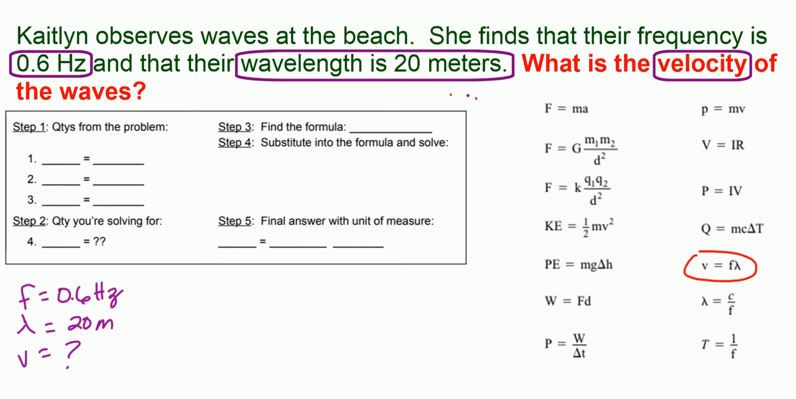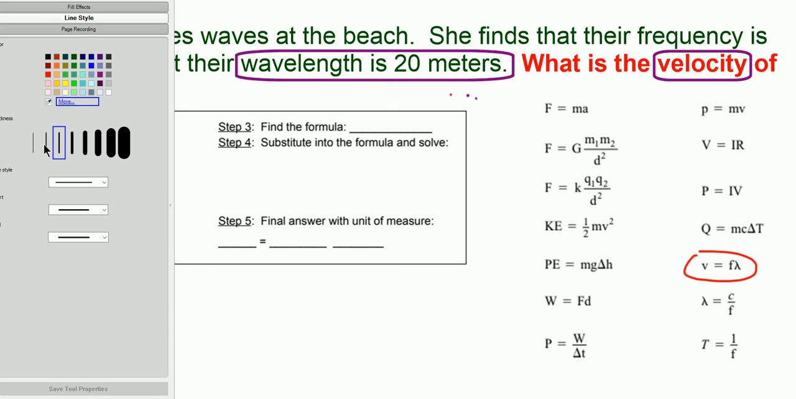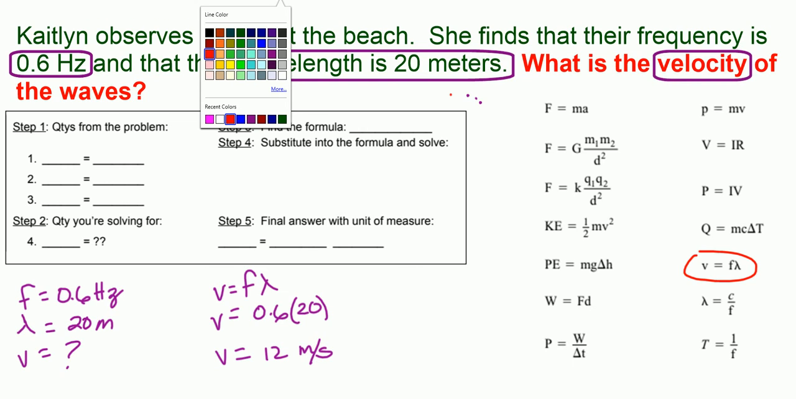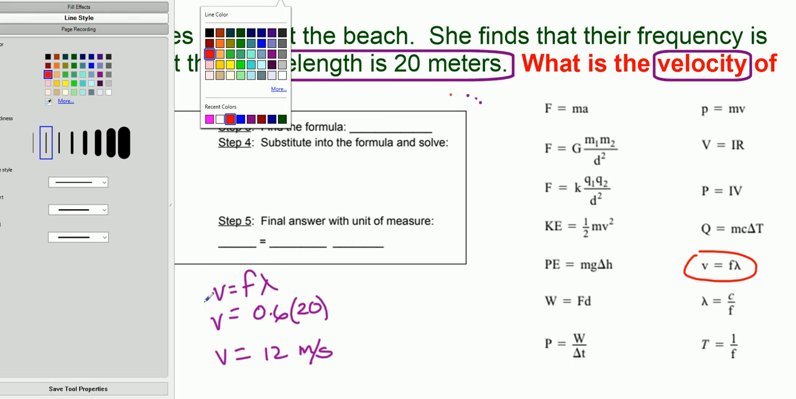All right. So change color. And let's see. My formula, I'll put my formula here. And then I'll start filling in. I'm looking for V, so I keep that. I have my F, don't I? 0.6. My lambda is 20. And your V is going to be 12. Of course, velocity, that's meters per second, isn't it? Sure. And there's our answer.